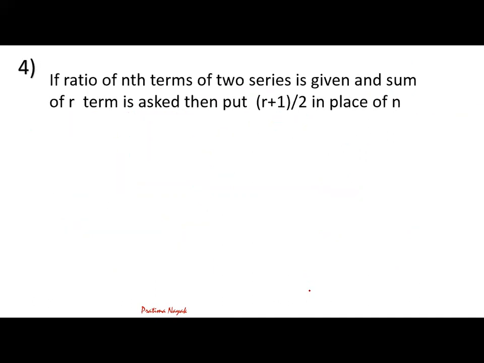Next is, the ratio of nth terms of two series is given, and the question is asked about the ratio of the sum of r terms. Here you'll go opposite of the last concept. Here An to An is given. Suppose it is given as 2n plus 3 by 4n plus 1. The ratio of nth terms is given. The question is asked about, for example, S5 to S5. What will be the ratio of the sum of their fifth terms?